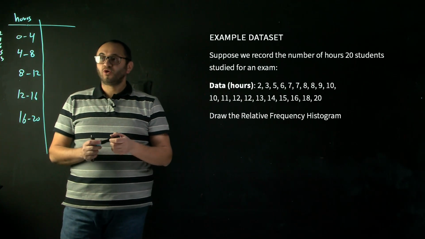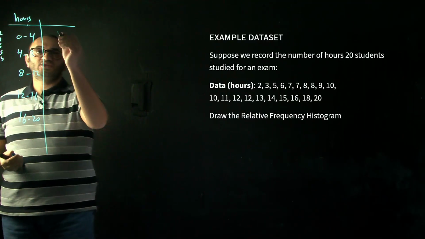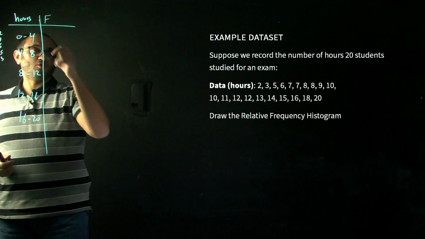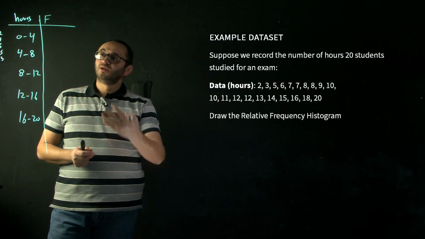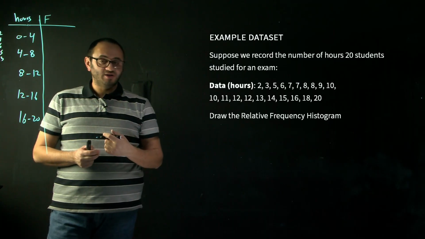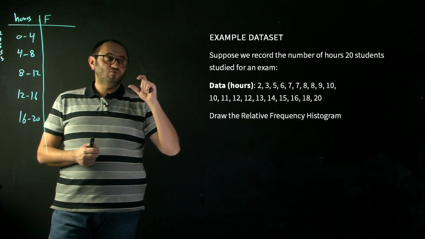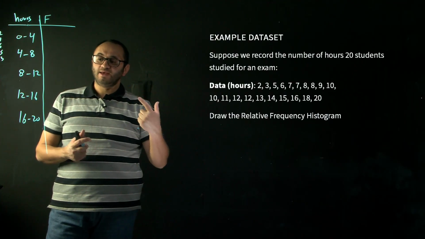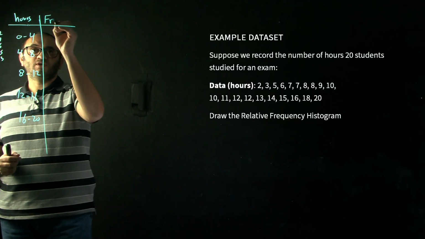Then we have to look at the frequency of each bin or each interval. So this is the frequency. The question asks about relative frequency, but to create the relative frequency, I have to create the frequency first, and the relative frequency is the proportion, which means I have to divide the frequency by n, and n is 20. So first I have to calculate the frequency.